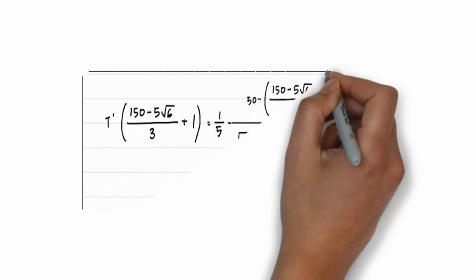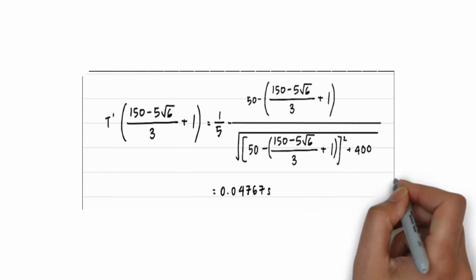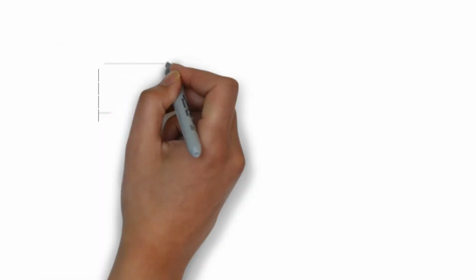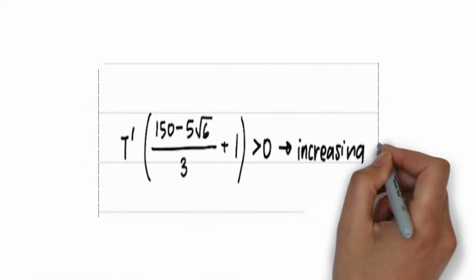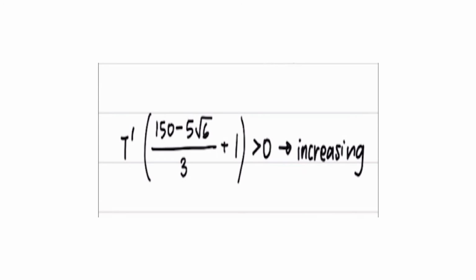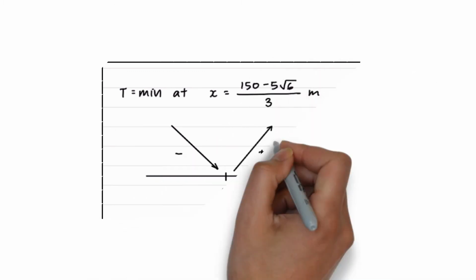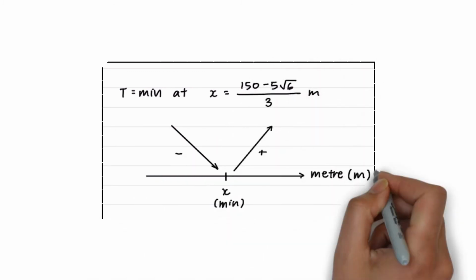Next, we do the same thing again, but this time we sub in a value greater than the critical point. We can see that it is greater than 0, which means that the derivative of the function is increasing after the point. After combining the two, we can prove that the critical point is of minimum value.